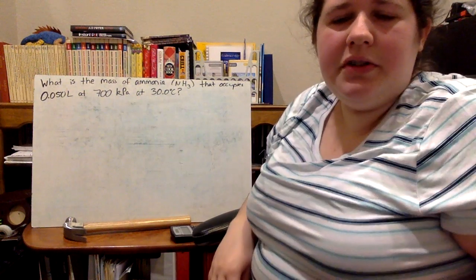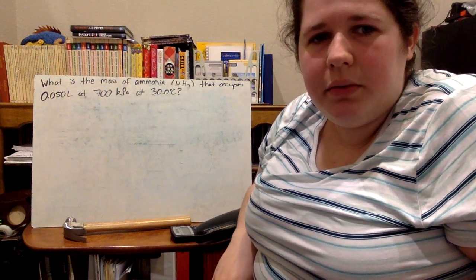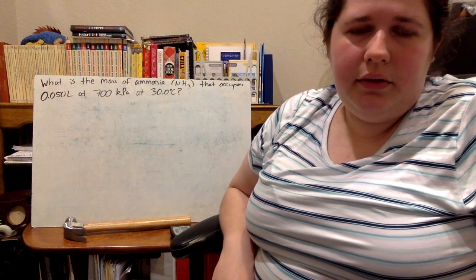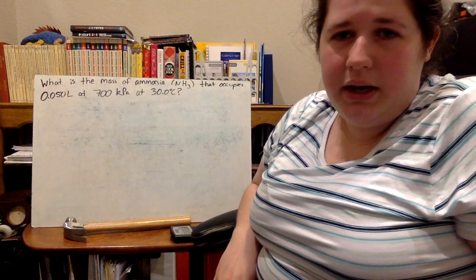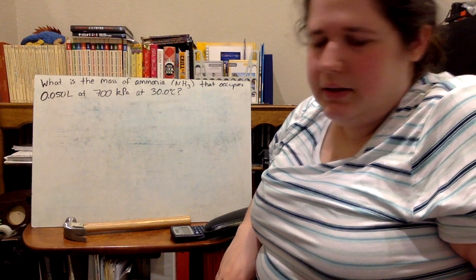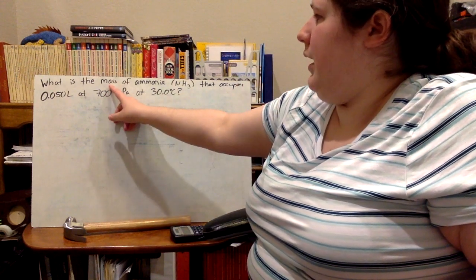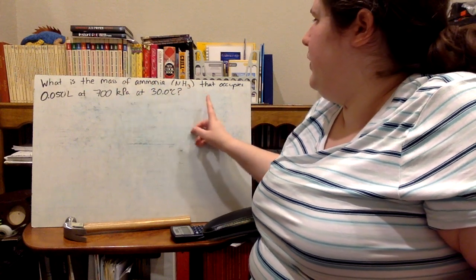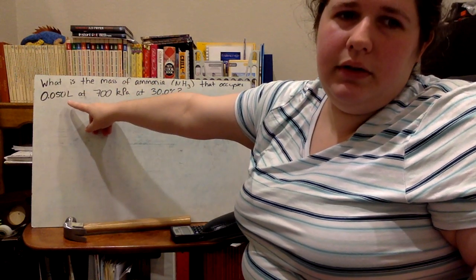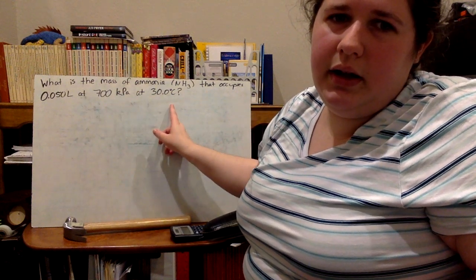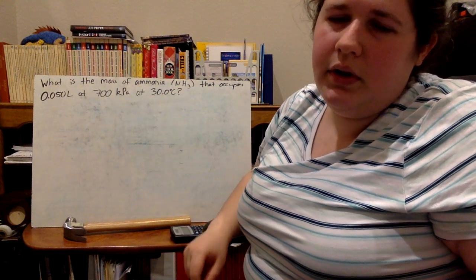So there have been some questions about some of the more complicated ideal gas law problems. So let's take a look at how to solve for mass, or using mass, when using the ideal gas law. Okay, so let's look at one of the problems. What is the mass of ammonia, NH3, that occupies 0.050 liters at 700 kilopascals at 30 degrees Celsius?